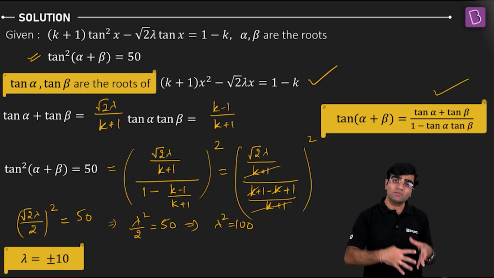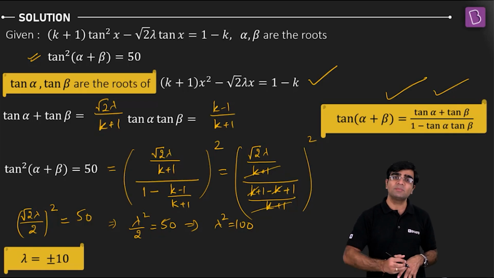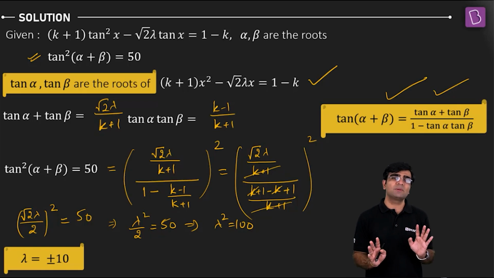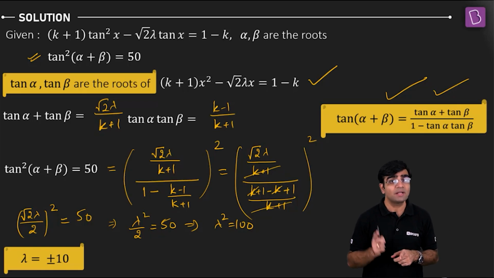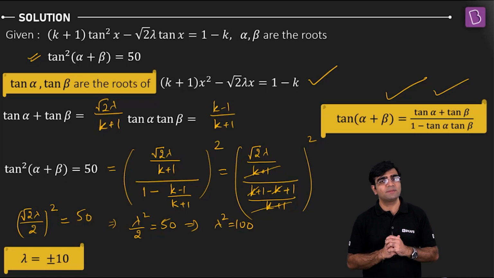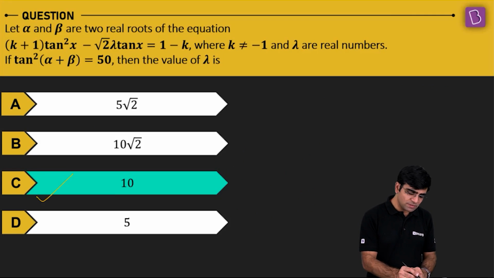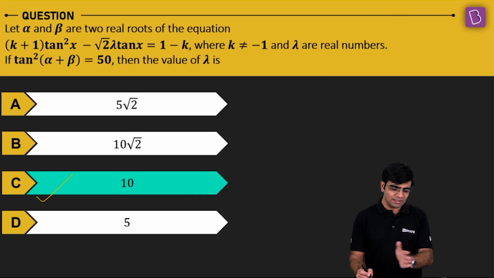From there, I got sum of roots, I got product of roots, I plugged it into the formula of tan of alpha plus beta. Then it's a simple algebraic calculation where your accuracy will matter a lot along with speed. So once you simplify it quickly, you get lambda square equal to 100, or lambda equal to plus minus 10. Sorted? Pretty simple one. So from here, we say that option C is the correct answer among the given options.